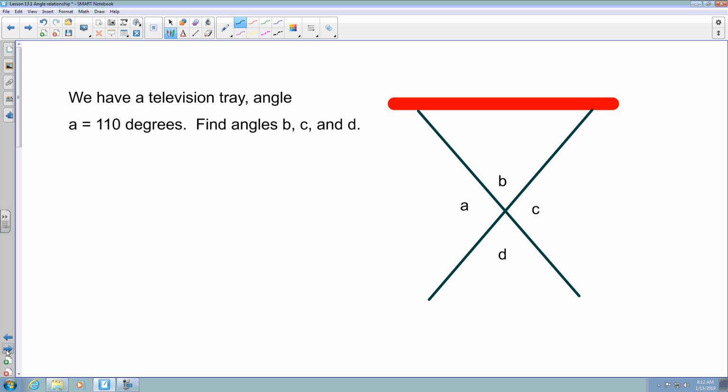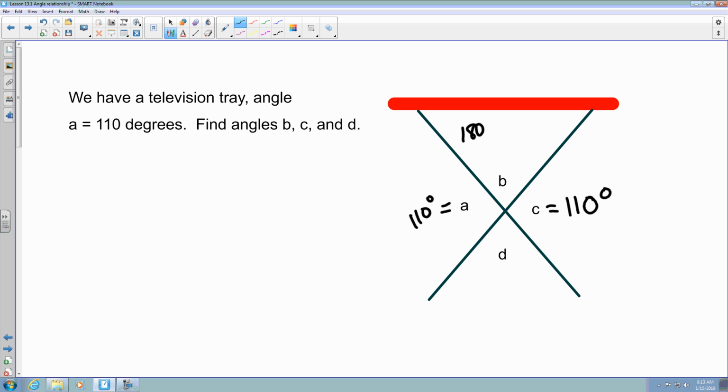So we have an example here. We have a television tray angle, and they're telling you that A is 110 degrees. It says find angles B, C, and D. Okay, C is easy to find because it's the vertical angle to A, so C is also 110 degrees. And now to find D or B, you simply can take 180 because B and C, or C and D, or A and D, or A and B, whatever you want to choose, those are supplementary.